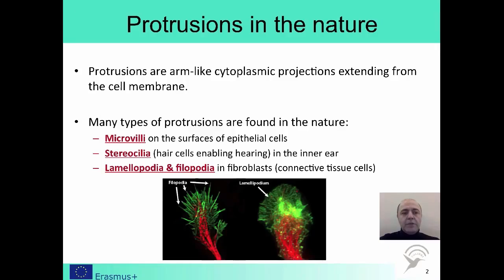Living cells utilize protrusions to better receive nutrients or information. Protrusions can also be used for other purposes like motility, but our focus will be on the communications perspective. Protrusions are simply projections out of the cell membrane towards the source of nutrients or information so as to improve reception. You can find many types of protrusions in nature. They are found on the surface of the epithelial cells or in the inner ear. You can find protrusions also in the connective tissue cells.